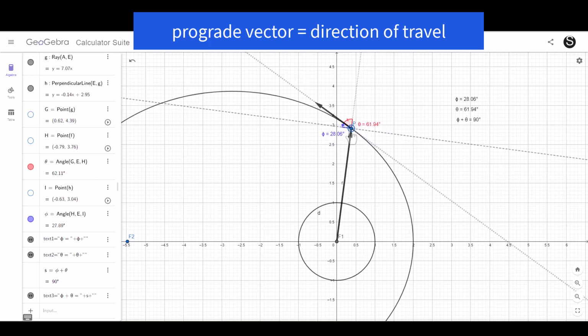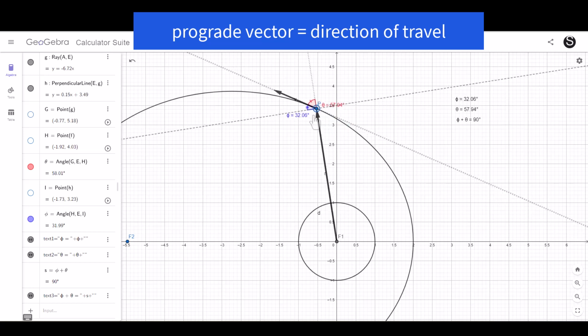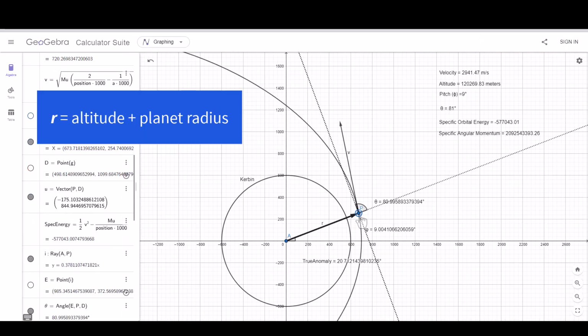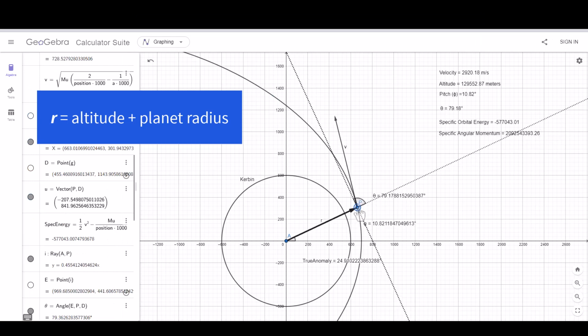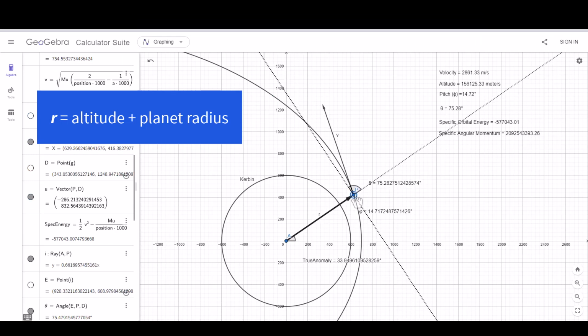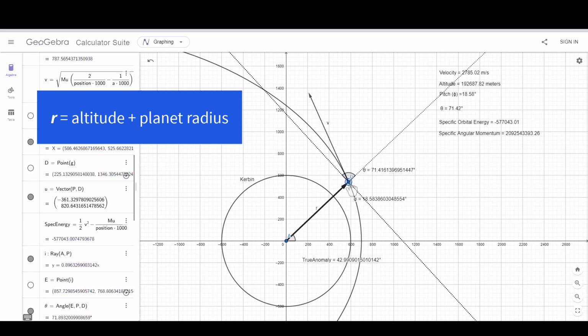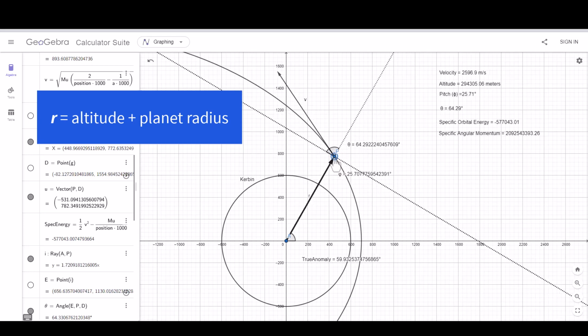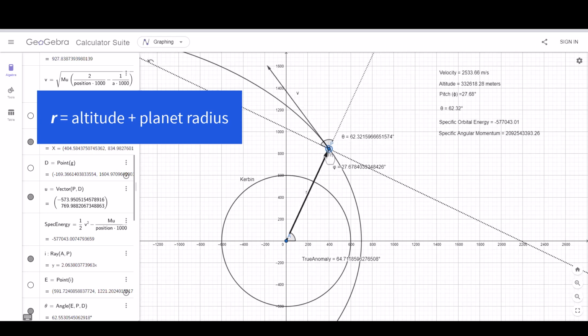And to get a useful value for pitch from the nav ball display in the cockpit, we need to orient the spacecraft in the direction of travel, which is called the prograde vector. Also, we measure altitude, but we'll need to add to that distance the radius of the planet or moon that's being orbited. This is because our formulas use r, which is the distance between the center of mass of the primary body and the orbiting body.